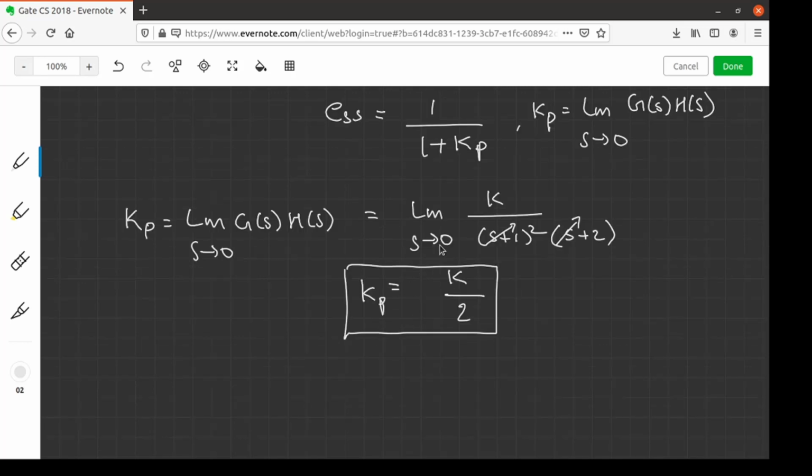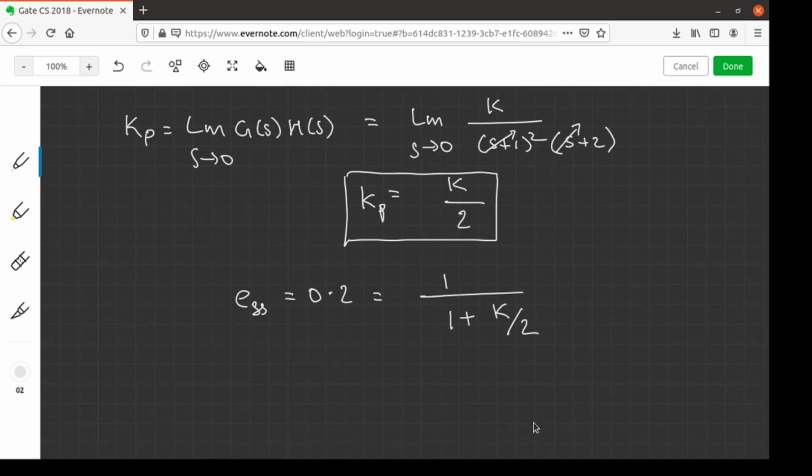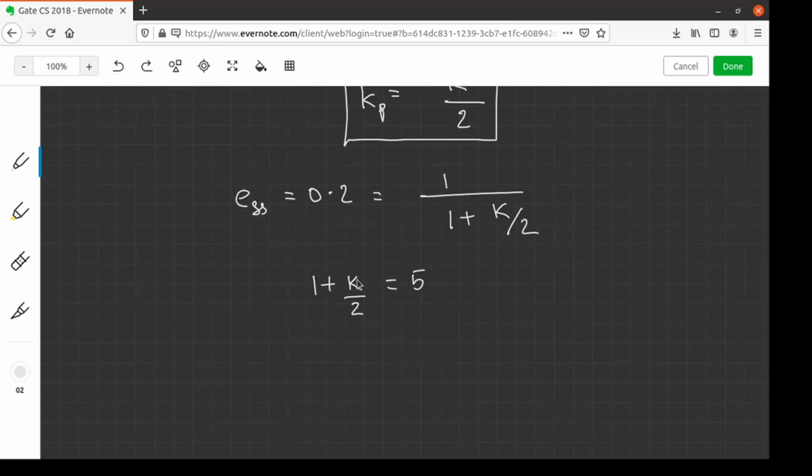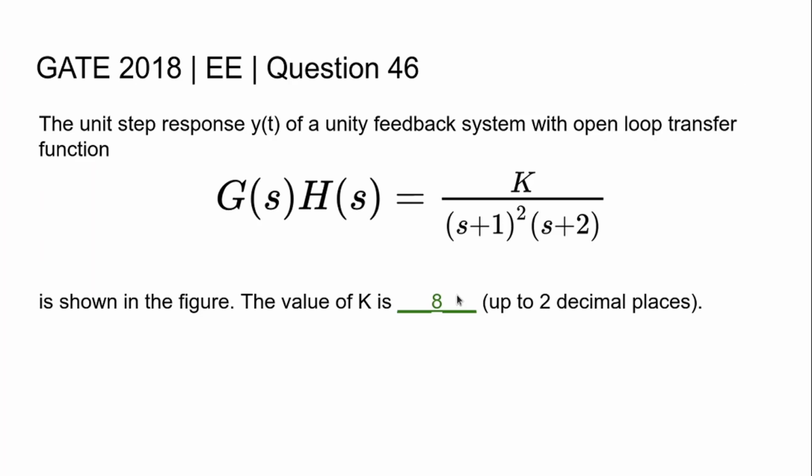Now we'll substitute this in the steady state error equation. Which means ESS, which is equal to 0.2, equals 1 by 1 plus Kp, that is K by 2. Now if you take the reciprocal, you get 1 plus K by 2 equals 5, that is 1 by 0.2. Now you can solve for K, so you get K equals 8. So the value of K for this system is 8. Thank you.